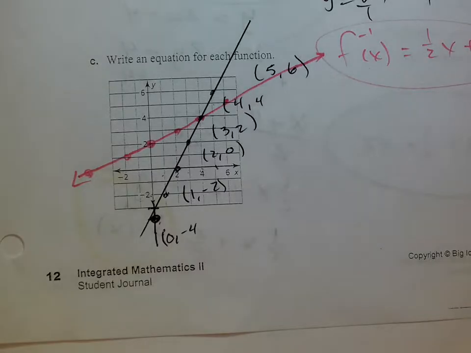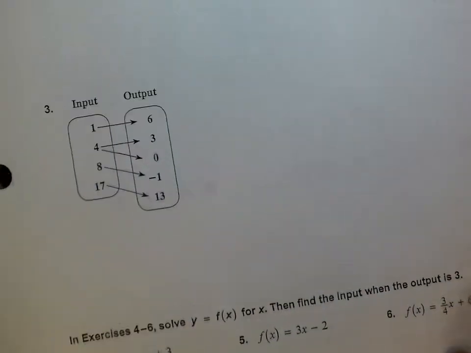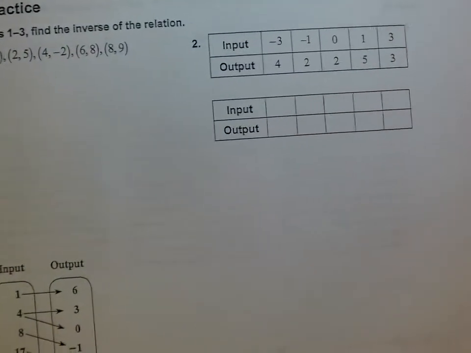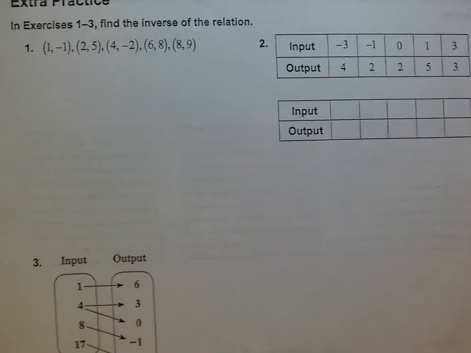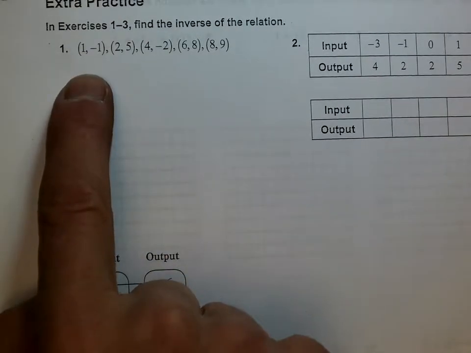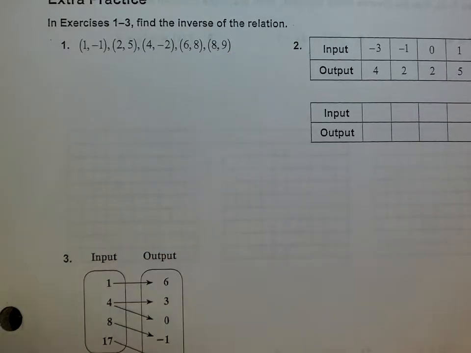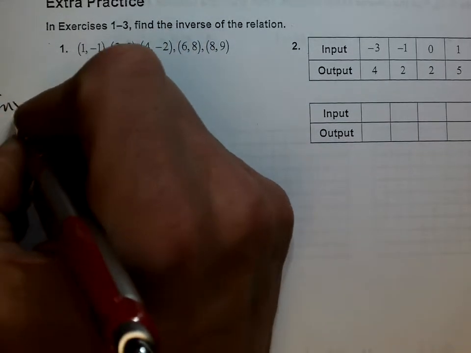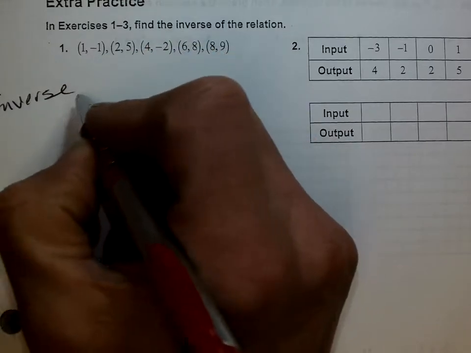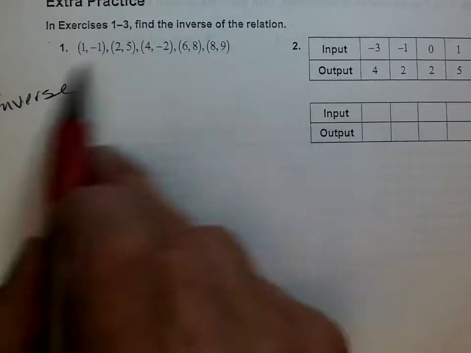All right, let's look at the other sheet I passed out to you. So, here's my question 1. Here's my points. Let's find its inverse. Okay, so how are you going to find the inverse of all these points?